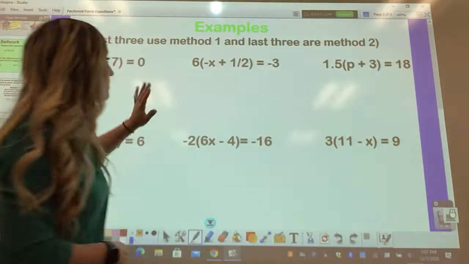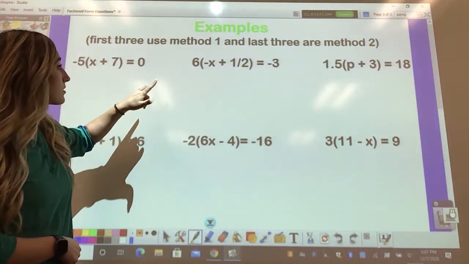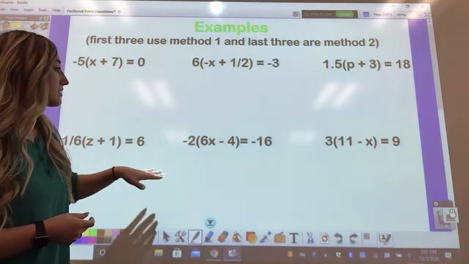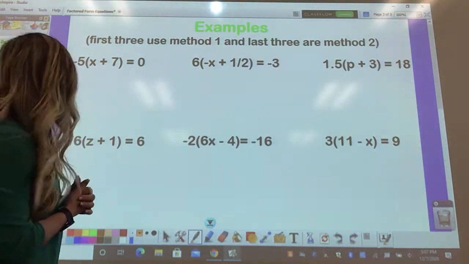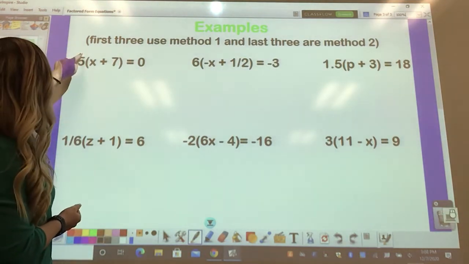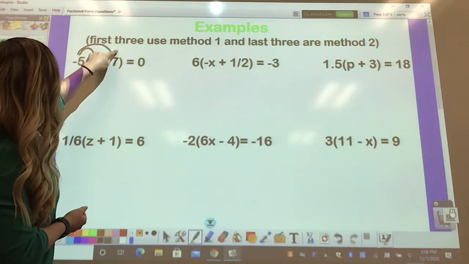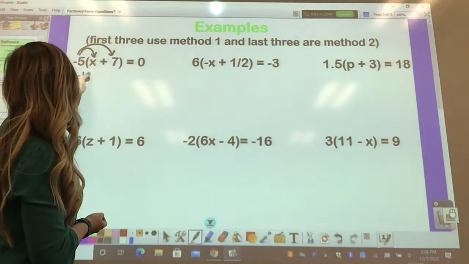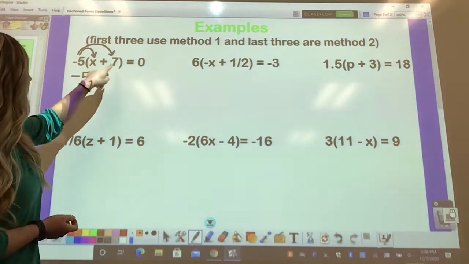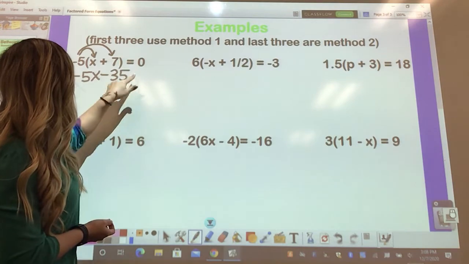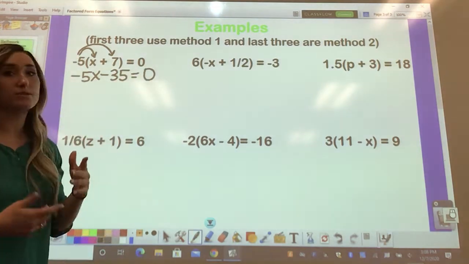And we're going to go through both methods on the back side of the notes. For our examples, for the first three, we're going to use method 1, where we use the distributive property. And for the second three, we're going to use method 2. So to get started, method 1, I would distribute this negative 5 into both of the terms. Negative 5 times x becomes negative 5x. Negative 5 times 7 becomes minus 35. And then we still have that equals 0.